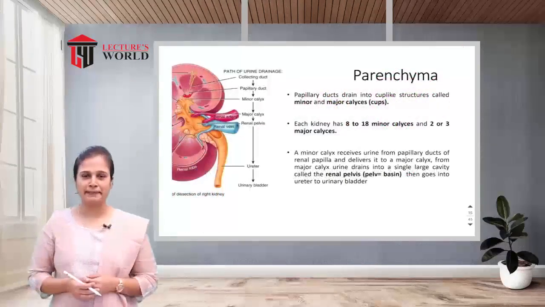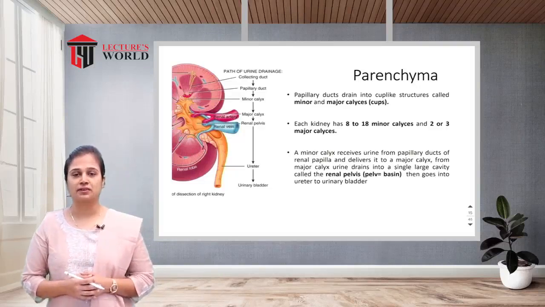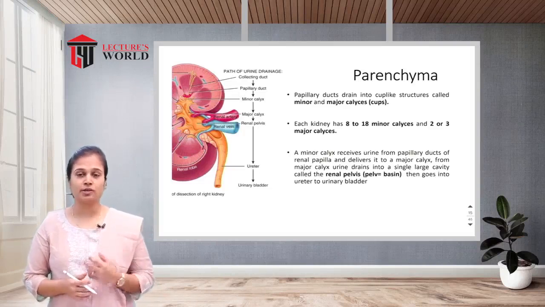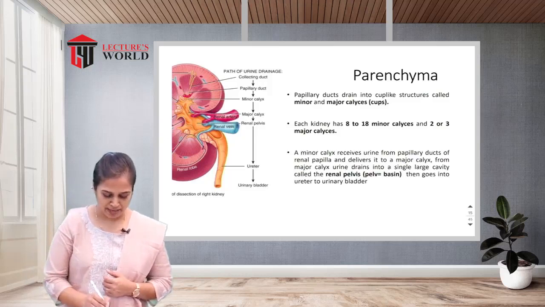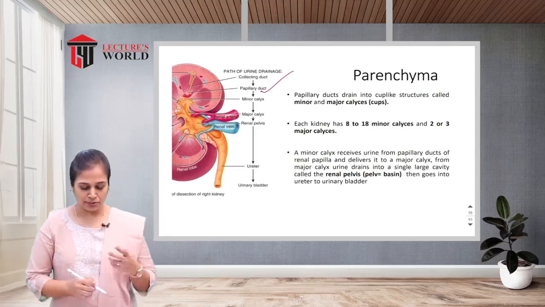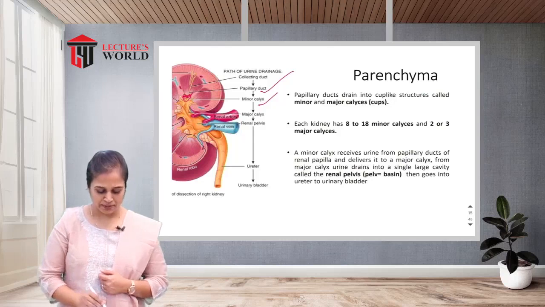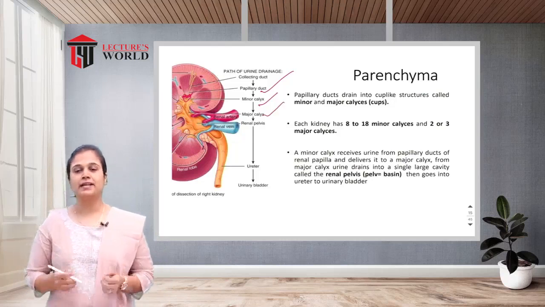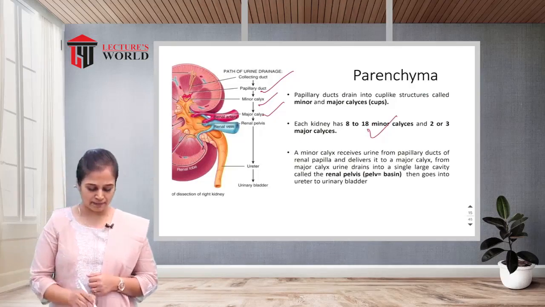Talking more about the parenchyma, the papillary duct drains into cup-like structures called the minor and major calyx. The meaning of calyx is cup. You can see in the image, from the papillary duct the urine drains into the minor calyx. These are the minor calyx. And then from the minor calyx it drains into the major calyx. Each kidney has 8 to 10 minor calyx and 2 to 3 major calyx.